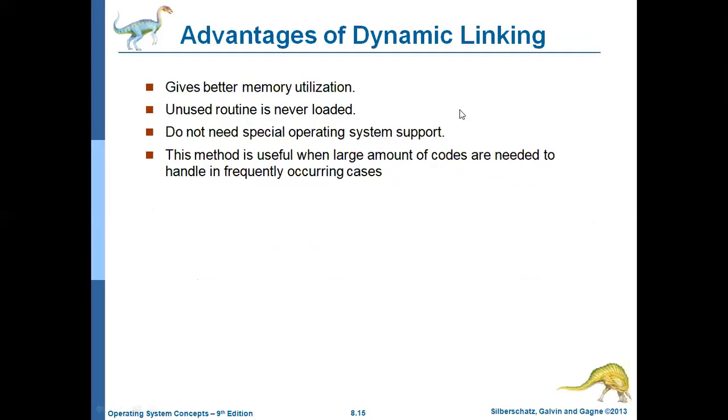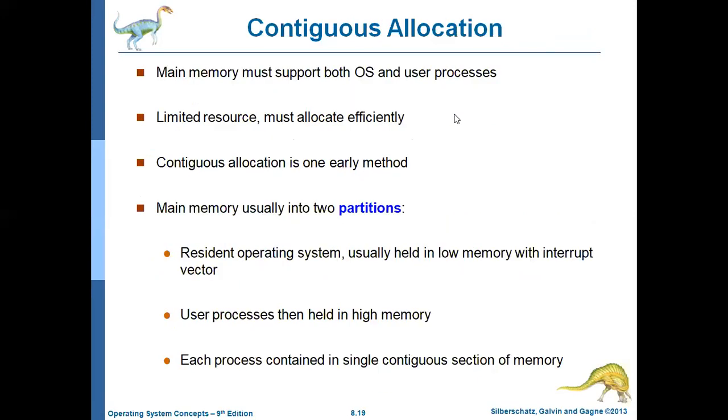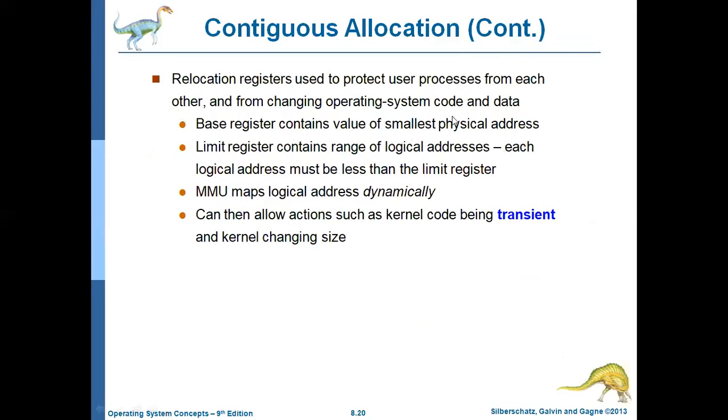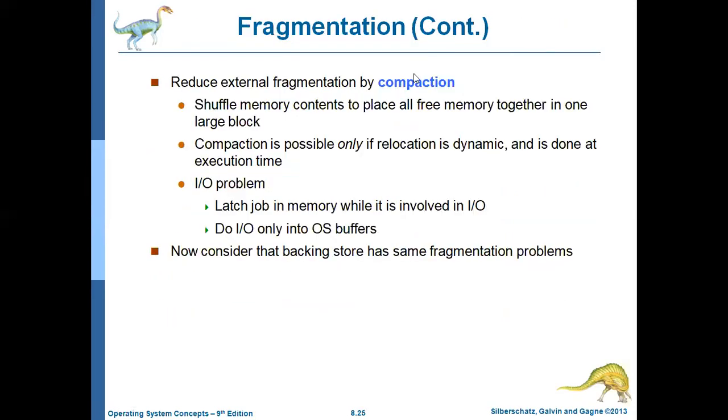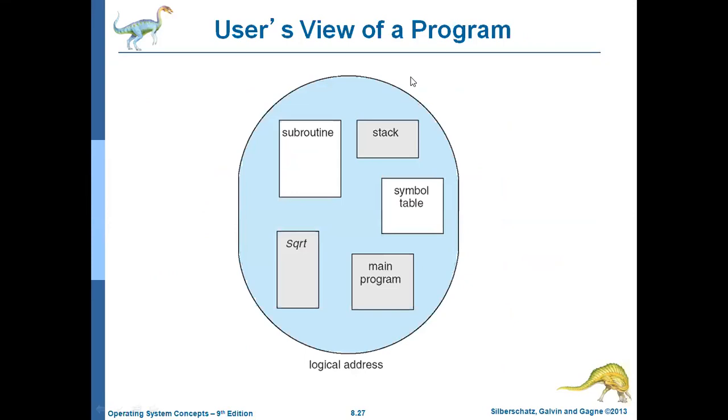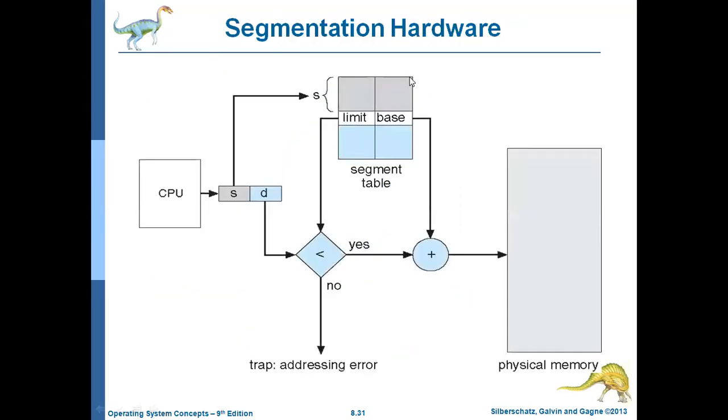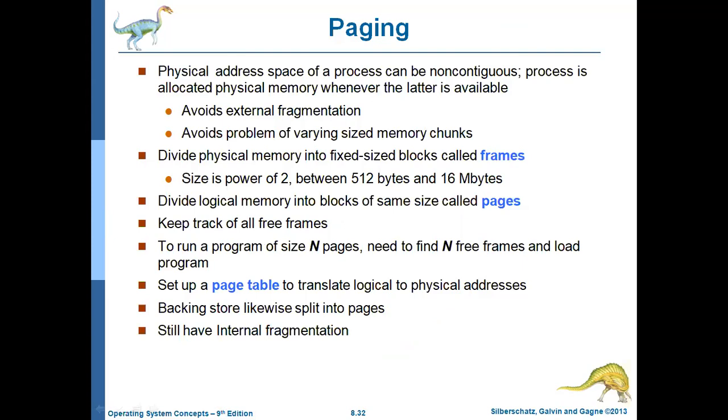Then we came across the advantages of dynamic linking, and swapping as a term. What do you mean by contiguous allocation? What do you mean by non-contiguous allocation? What do you mean by multiple partition allocation? We have come across all these things. Today's class we will get across one more terminology called paging.